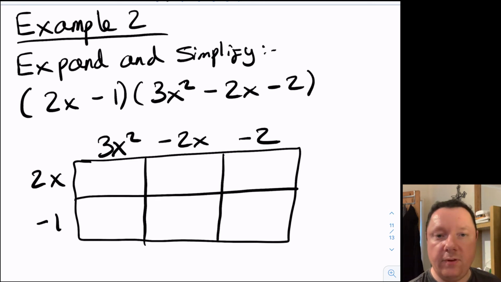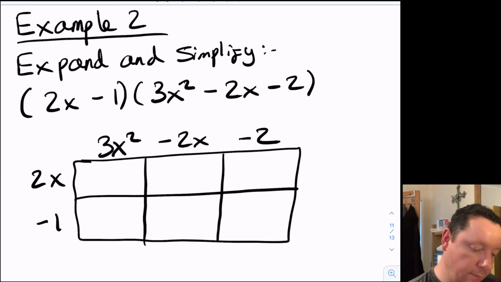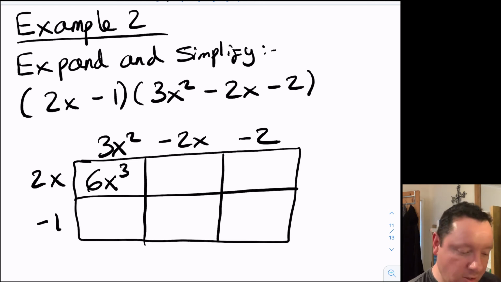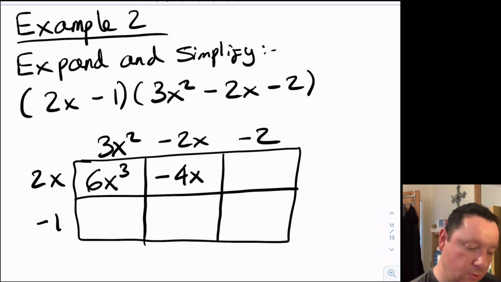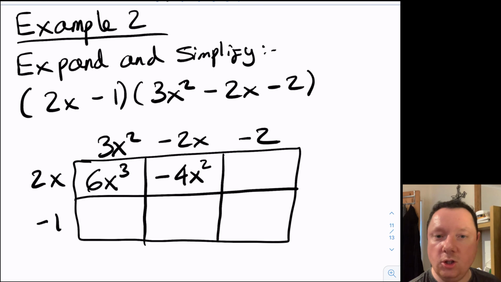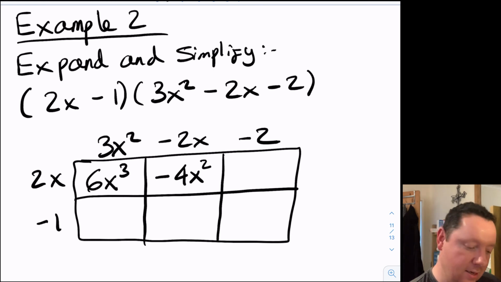Now we times everything together, watching our signs and watching our indices. 2x times 3x squared is 6x cubed. 2x times minus 2x is minus 4x. I've only got one negative, so the answer is negative. 2x times minus 4x squared. That's where I say watch your signs, watch your indices. Next one's 2x times minus 2x, which is minus 4x.